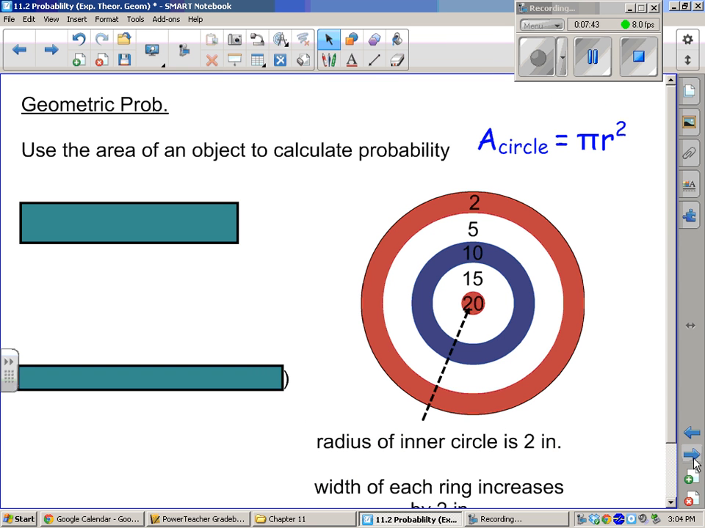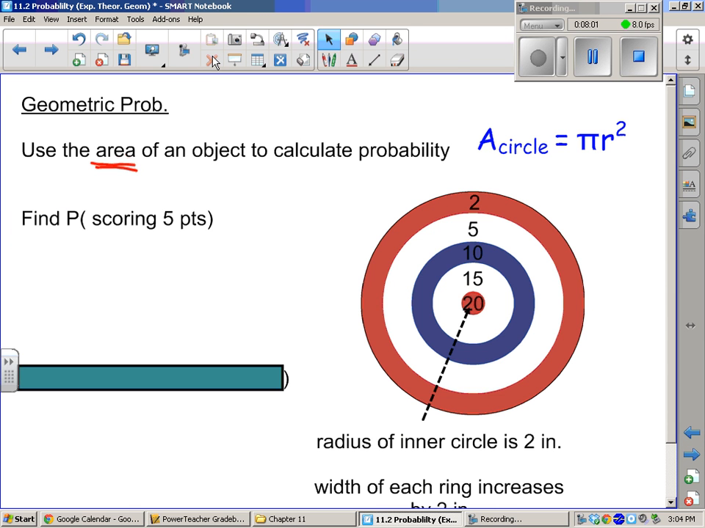Okay. Geometry? I thought this was algebra. But it's probability. All right, so we're going to use the area of an object to calculate the probability. You'll do a couple problems that are circles, and you will also do some that are rectangles. We're going to do circles so you get some more practice with that formula. So we want to find out what is the probability of scoring 5 points. And this is our beautiful dartboard. And where she's coloring there, that's the area that we are considering success.